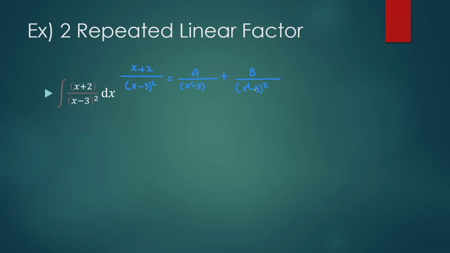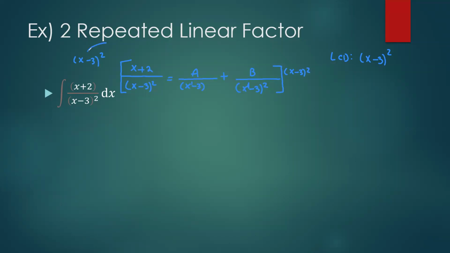Okay, now we've got to figure out our A and B. So I'm going to multiply all three sides by the LCD. And what do you think our LCD is going to be? If you said x minus 3 squared, that is correct. So you're going to multiply all three sides by x minus 3 squared.